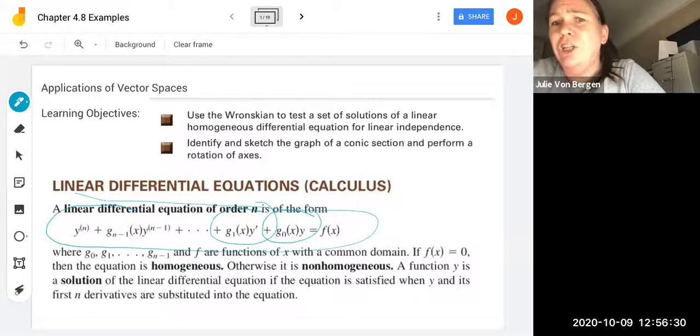And so g naught, g1 through g n minus 1, and f are all functions of x, with a common domain. And then if f of x equals 0, the equation is known as homogeneous. Otherwise, we say it's non-homogeneous. And a function y is a solution of the differential equation if the equation is satisfied when y and its first n derivatives are substituted into the equation.